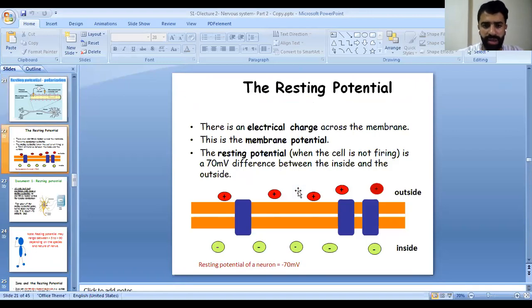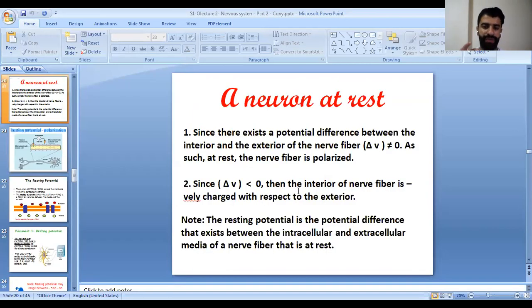So at the resting potential, there is an electric charge across the membrane. This is called membrane potential. The resting potential means that when the cell is not firing, when the cell is not active, it's at rest. It's minus 70 millivolts between the internal and the external. So the resting potential is the potential difference that exists between the internal and the external media of a nerve fiber at rest. You have to know it. Okay, that's why it's called resting potential.